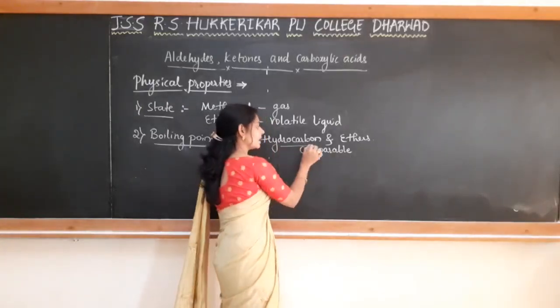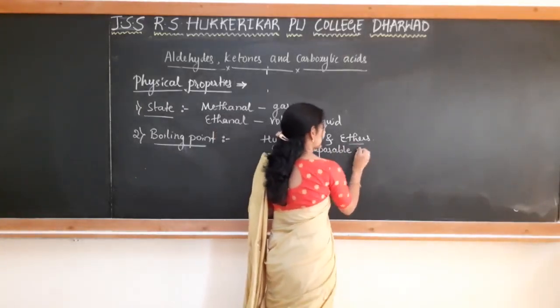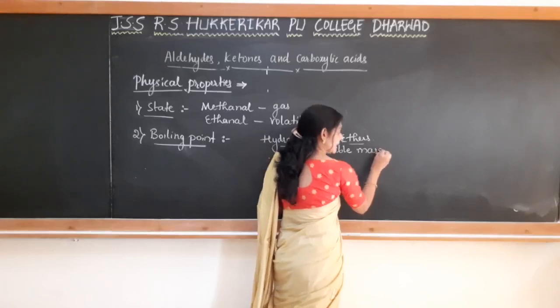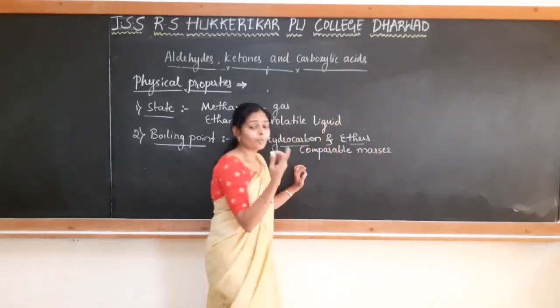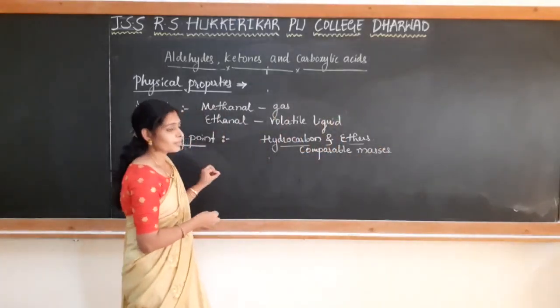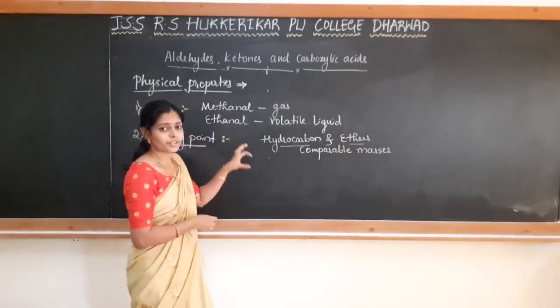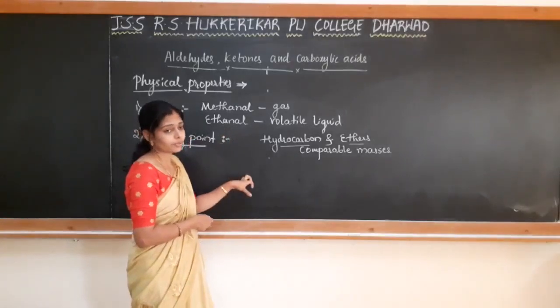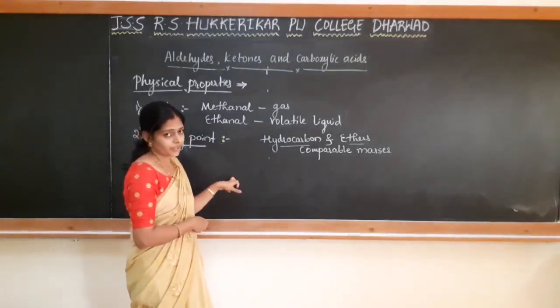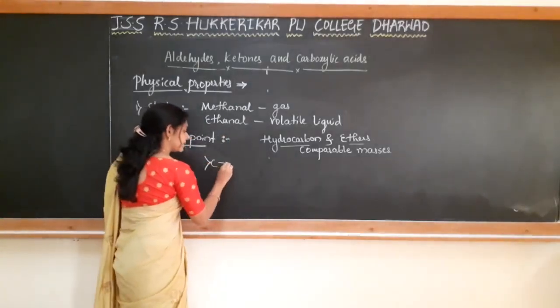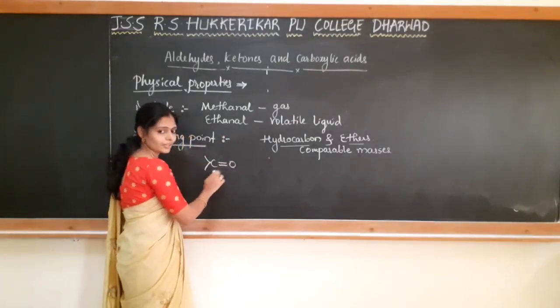aldehydes and ketones have a higher boiling point, and that is because of the intermolecular association present in aldehydes and ketones due to dipole-dipole interaction. In aldehydes and ketones, we have the carbonyl group, which is a polar group.